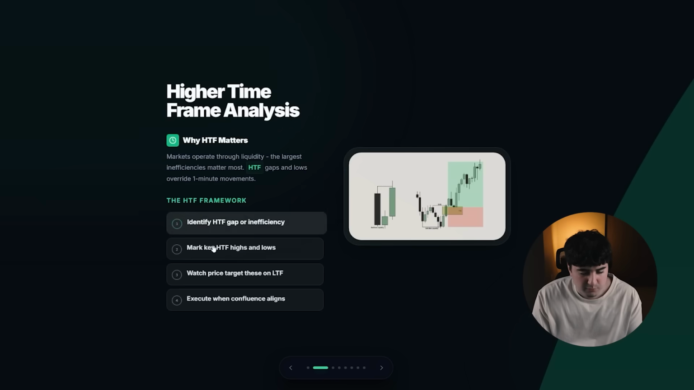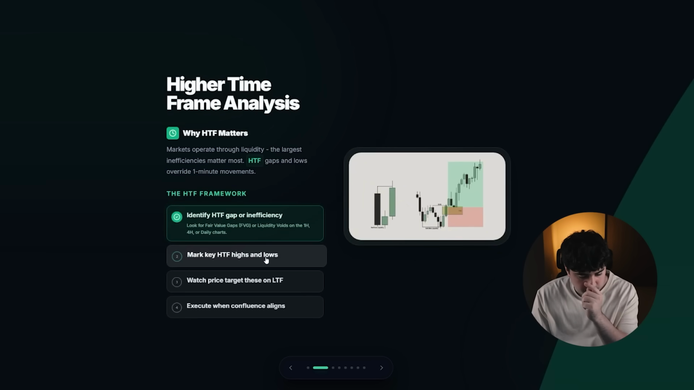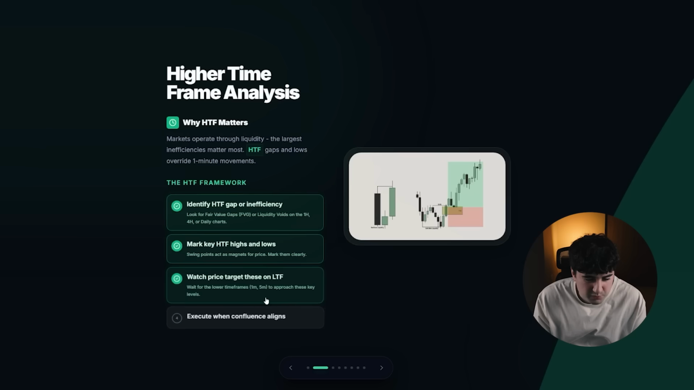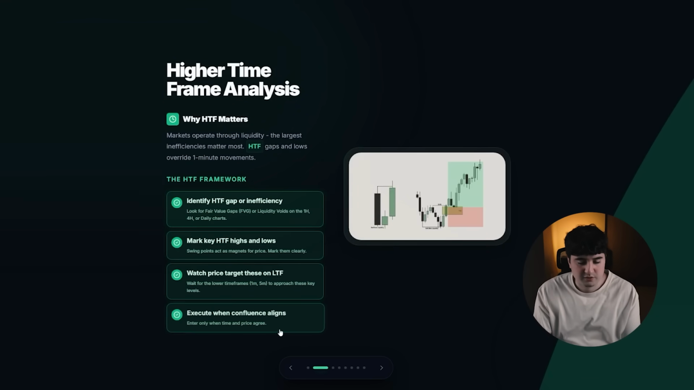The higher time frame framework. 1. Identify gaps or inefficiencies. Essentially, we look for fair value gaps or liquidity voids on the hourly, 4-hour, or daily charts. 2. Mark key higher time frame highs and lows. Swing points act as magnets for price. Mark them clearly. Number 3. Watch price target these on lower time frame. Wait for lower time frame 1 and 5 minute to approach these key levels. And number 4, execute when confluence aligns. Enter only when time and price agree.